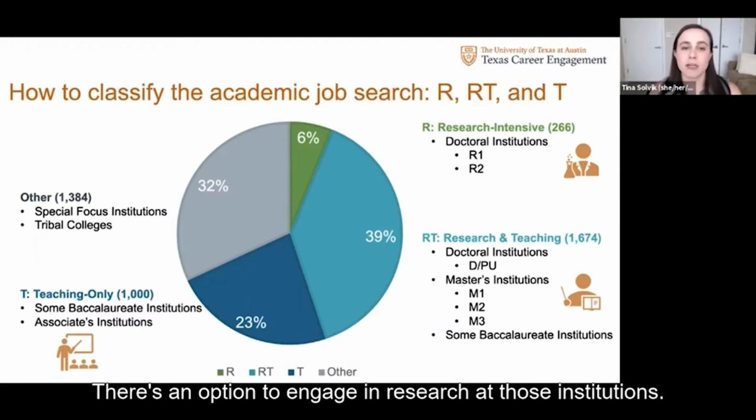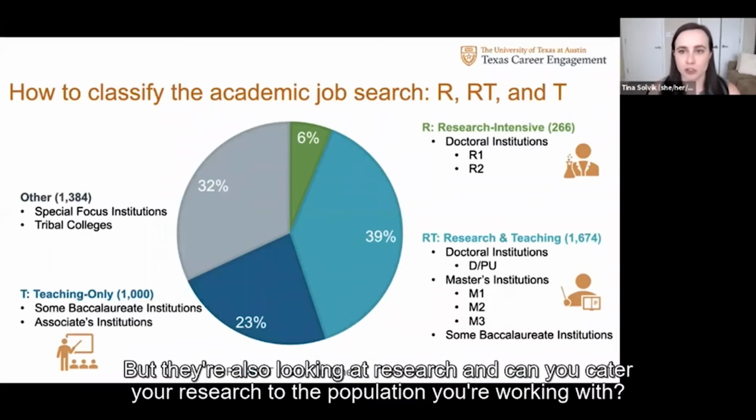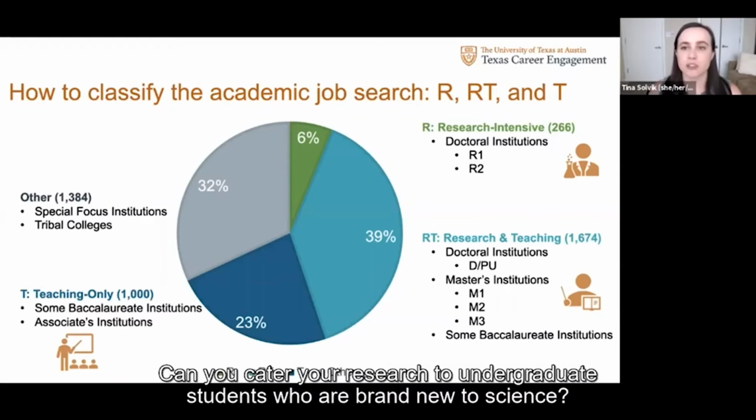And so teaching is going to be really important because you're going to have a large teaching load, but they're also looking at research. And can you cater your research to the population you're working with? Can you cater your research to undergraduate students who are brand new to science?